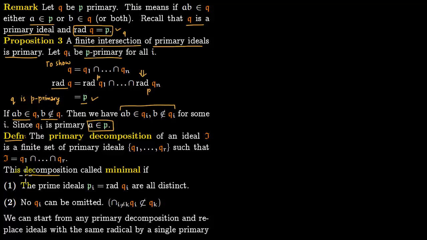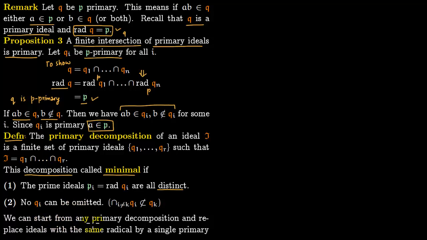Now this decomposition is called minimal if, number one, the underlying prime ideals corresponding to each of these radicals are all distinct. So you say Pi, which is the radical of Qi, are all distinct. And number two is that you cannot just drop any Qi out, so you do not have any redundant Qi. So no Qi can be omitted. In other words, if you take the intersection of some Qi's where i is not k, then this intersection is not contained within Qk. So you cannot just drop some k out from this particular decomposition.